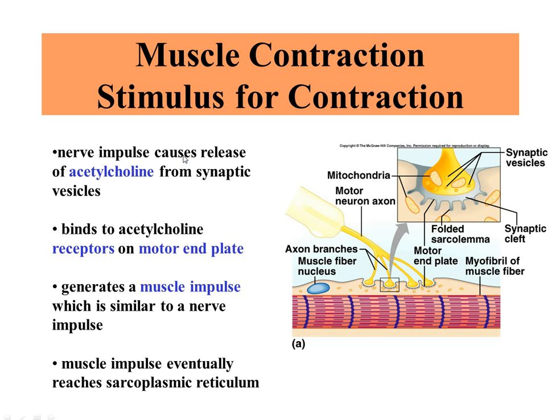So the nerve impulse causes the release of acetylcholine. We went through that. That acetylcholine binds to the receptors found on the surface of the sarcolemma in the motor end plate. It generates a muscle impulse. Now, an impulse is also called an action potential. In our little video, the animation you'll watch, you'll see an action potential.